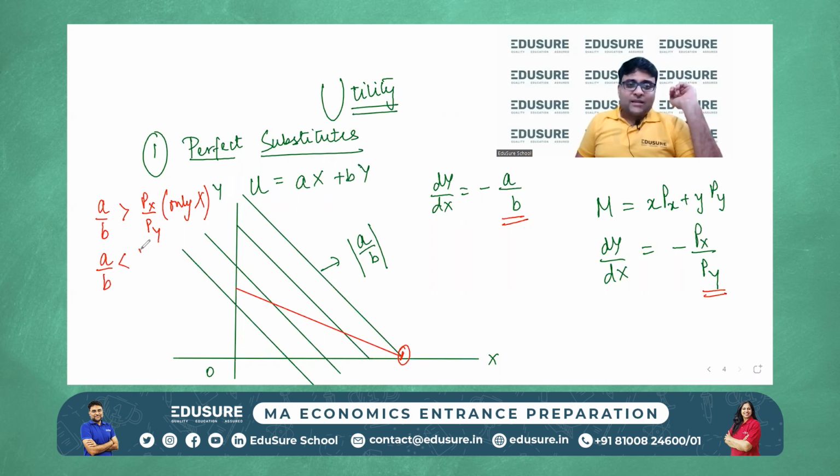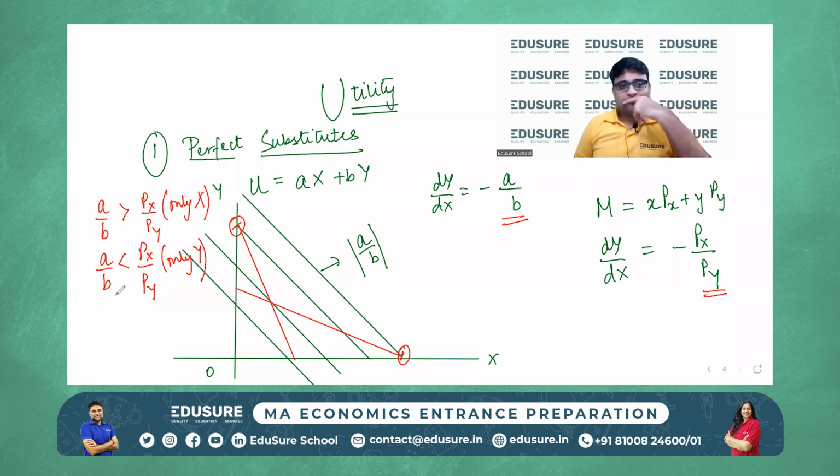Now a by b less than px by py will basically mean I have a very flat indifference curve when I compare it with the budget line. So if I have a steeper budget line than the indifference curve, the highest utility will be achievable at the y-intercept. So only y.